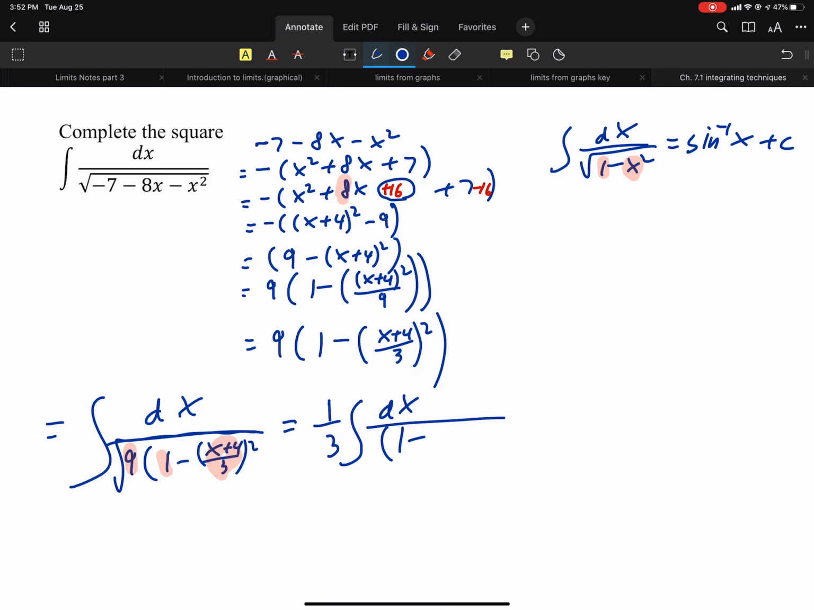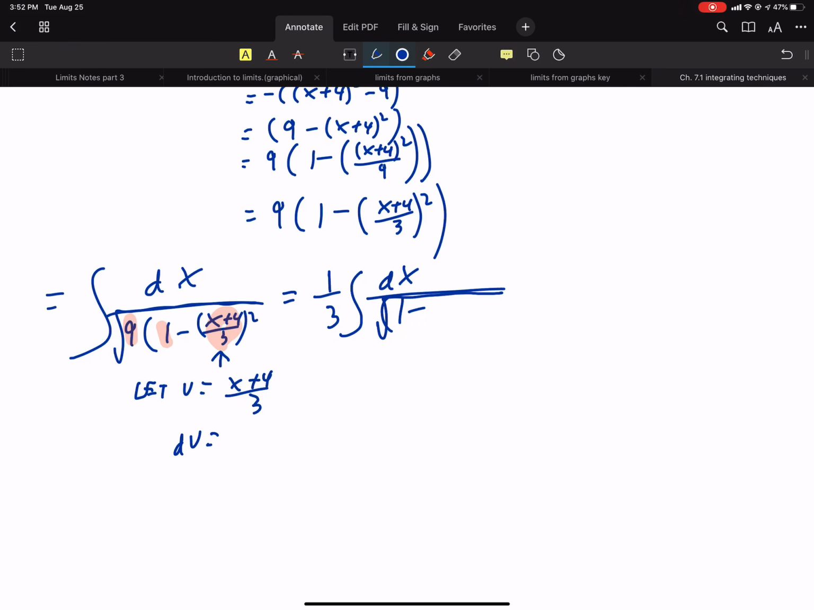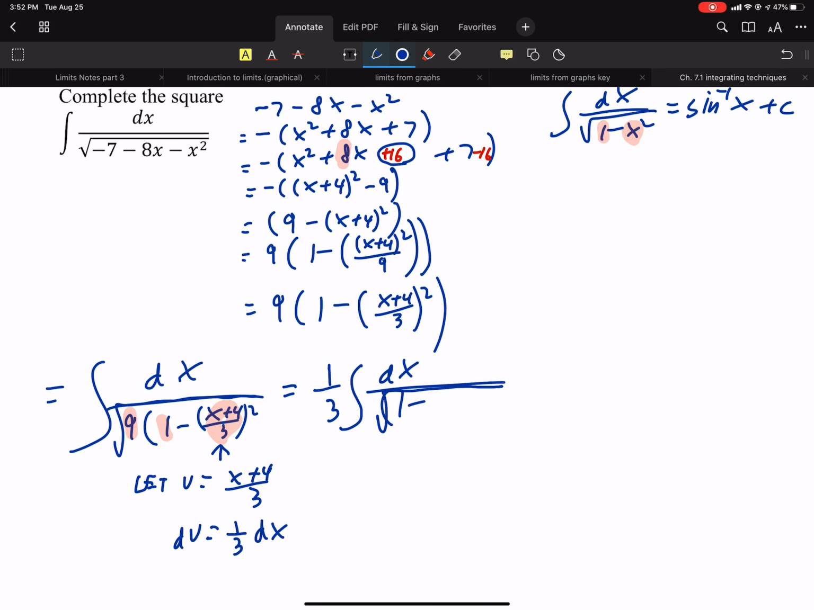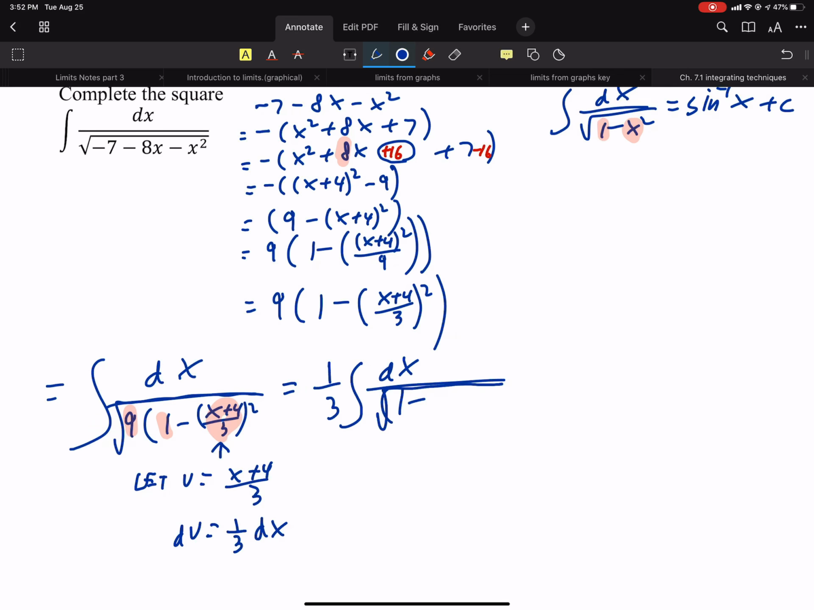And we're getting really close to what we want. This blob here, we want a single variable. So we're going to let u equal that blob. And then du is going to be 1/3 dx. So cool, cool like drool. Watch this. All this gets replaced with u. And then this 1/3 dx gets replaced with du. So we'll do that next.